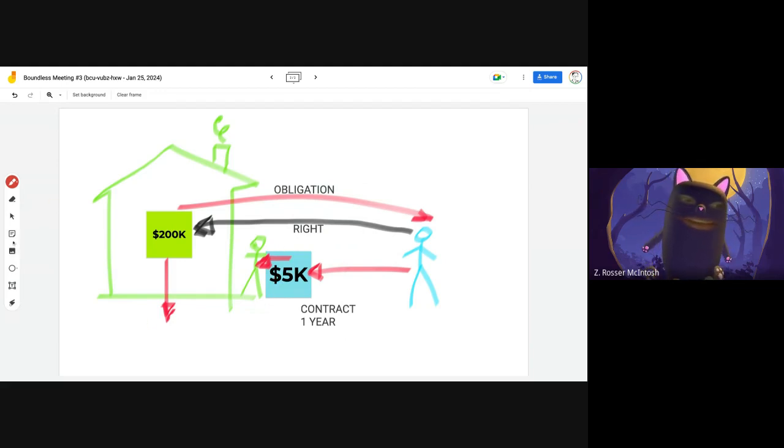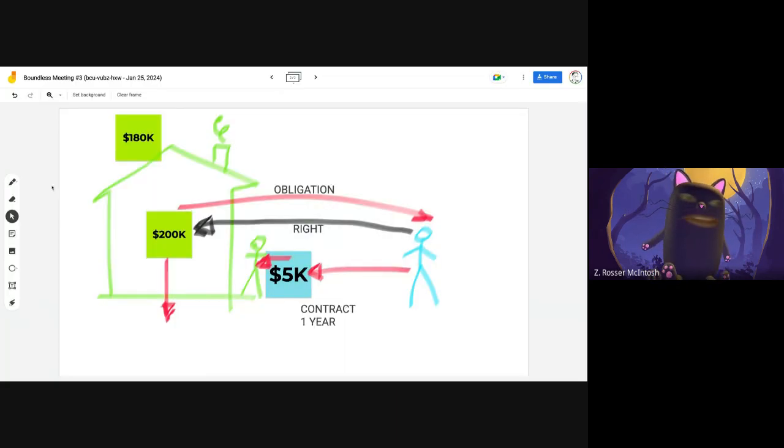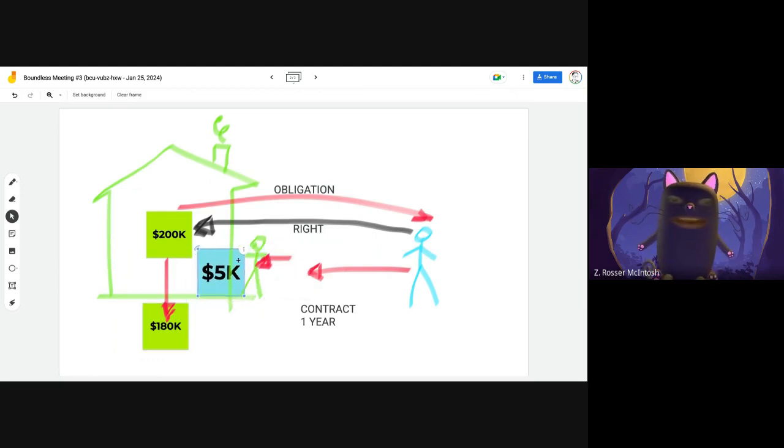If let's say that the house is now worth $180, and I paid you $5,000 and I have the right to buy it at $200, but now it's worth $180, well, that doesn't make any sense, right? Right. So you would keep the house and you would pocket the $5,000 upon the expiration of this contract.